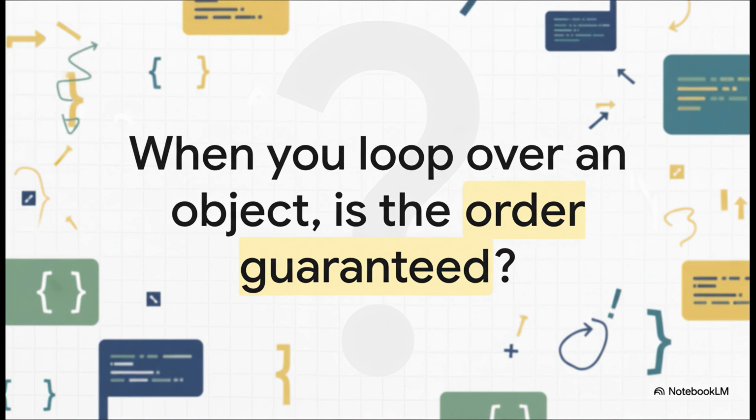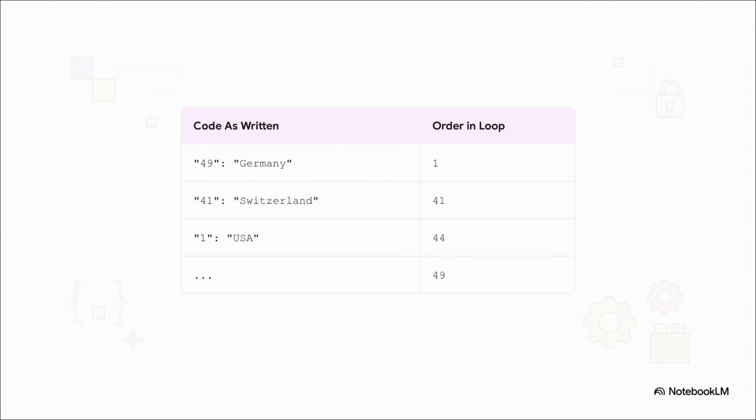But wait a second. This brings up a really important question. When we loop through an object like this, do the properties always show up in the same order we wrote them in? Well, the answer is a little tricky. And this slide shows the big gotcha perfectly. Check out these phone codes. We wrote 49 first in our code, right? But when we loop over it, 1 comes out first, then 41, 44, and finally 49.